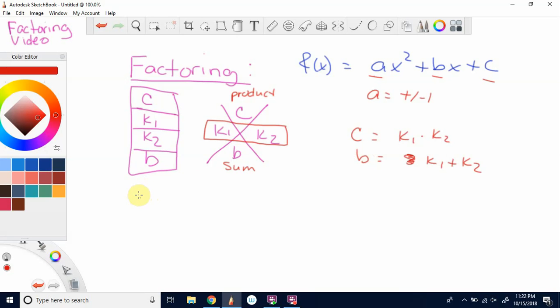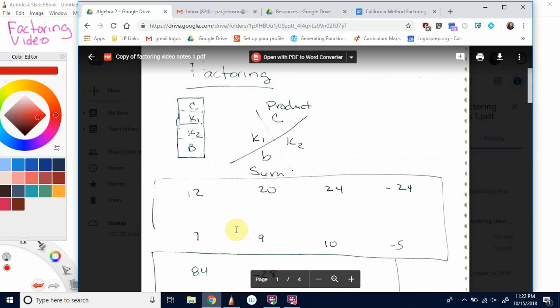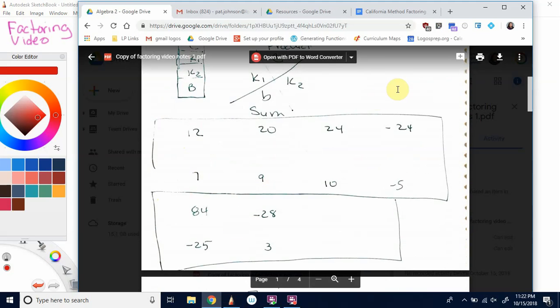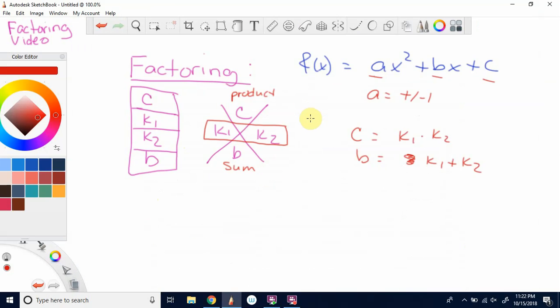So on your video note sheet, you've got some numbers here. I just didn't have time to write boxes, but we're going to put them in a rectangular box with 4 rows. The first number is going to be C. B is going to be 7. So what we need to do is find K1 and K2. So we need to find two factors of 12 whose sum is B.